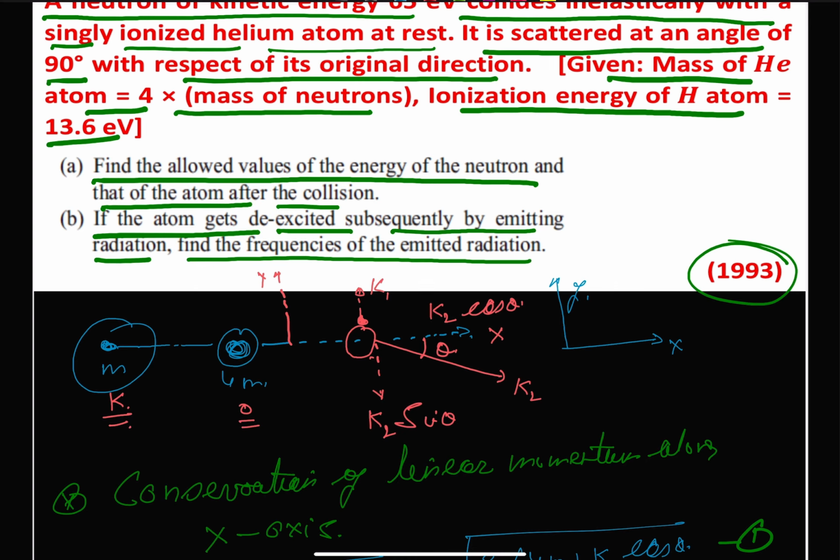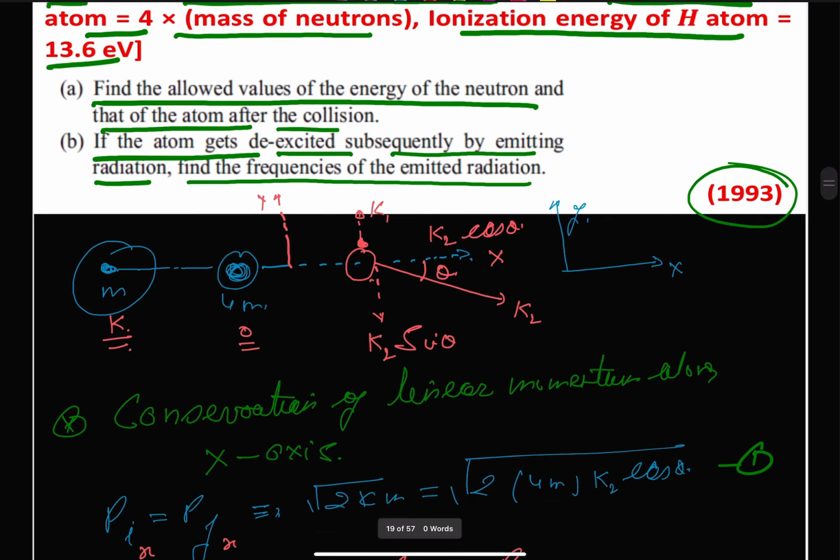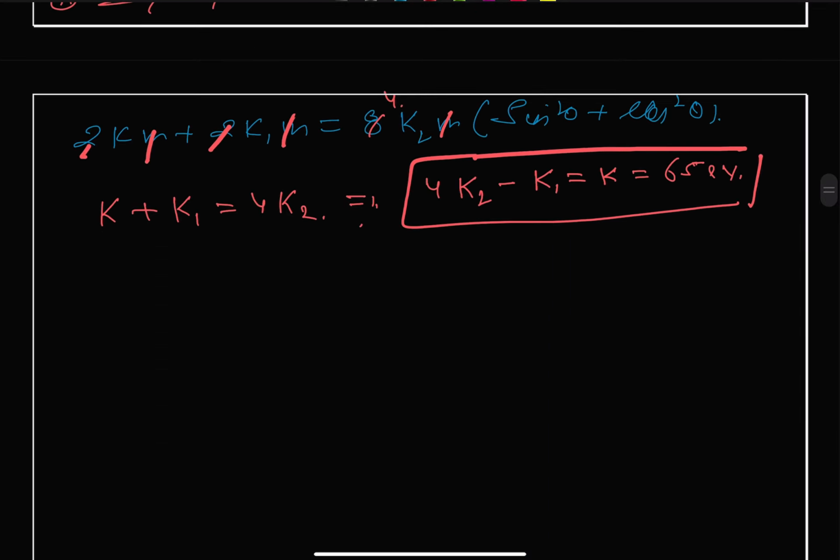Find the allowed values of energy of neutrons and that of atom after the collision. Okay. So because of the collision, the electrons will be excited to a high energy state, and for that we are going to use conservation of energy.